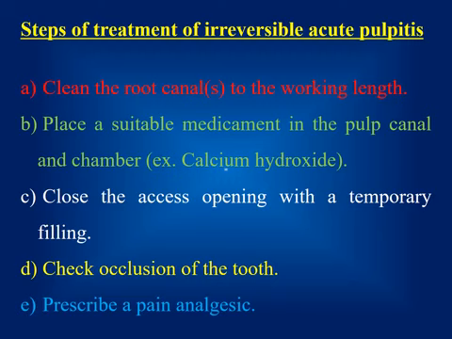The steps of treatment of irreversible acute pulpitis are, first of all, clean the root canal to the working length, place a suitable medicament in the pulp canal, like calcium hydroxide, close the access opening with a temporary filling, check the occlusion, and prescribe an analgesic.